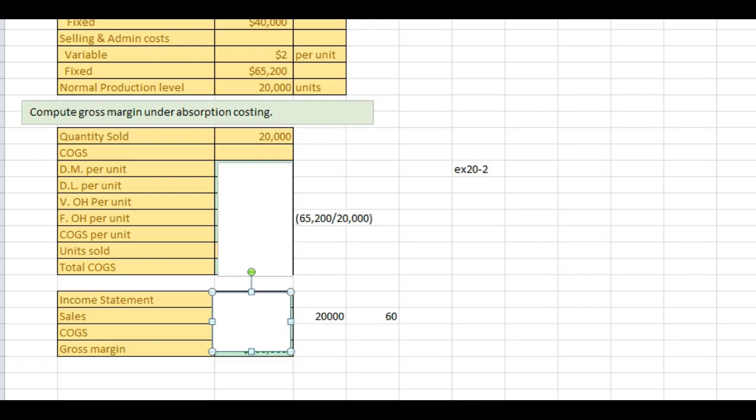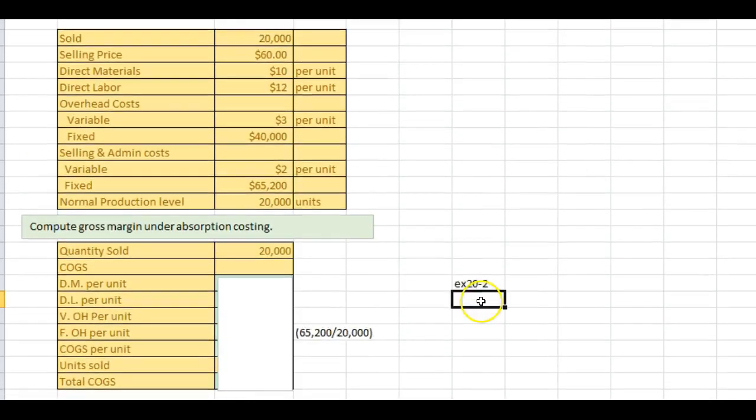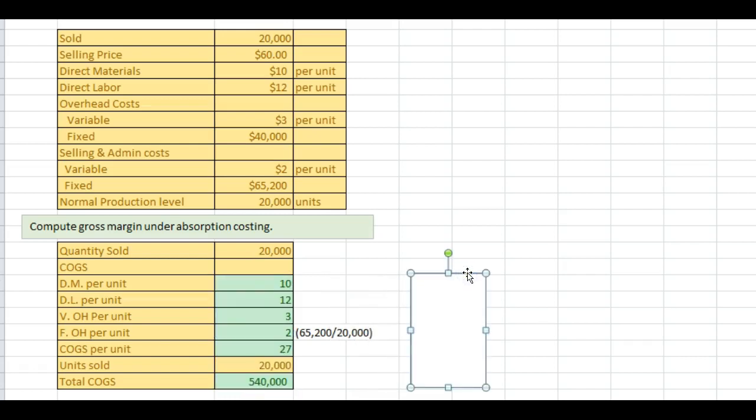Now this one we're looking at, we sold 20,000, we made 20,000. And we're going to make this into an absorption costed statement, so we're going to do it a little bit differently. Now we're going to look at the gross margin. And first of all, I'm simply going to figure out how much this unit cost, okay?